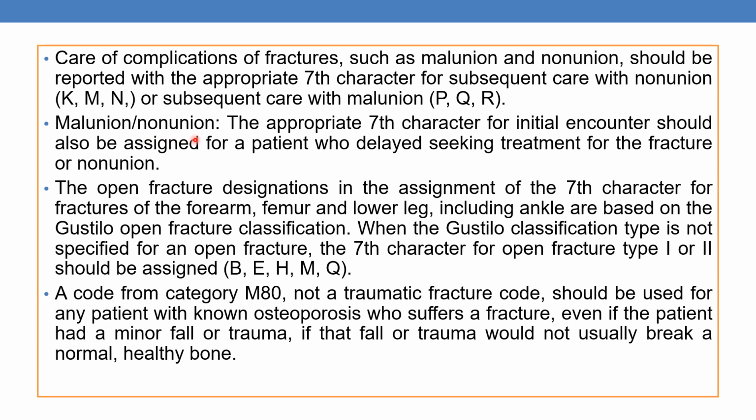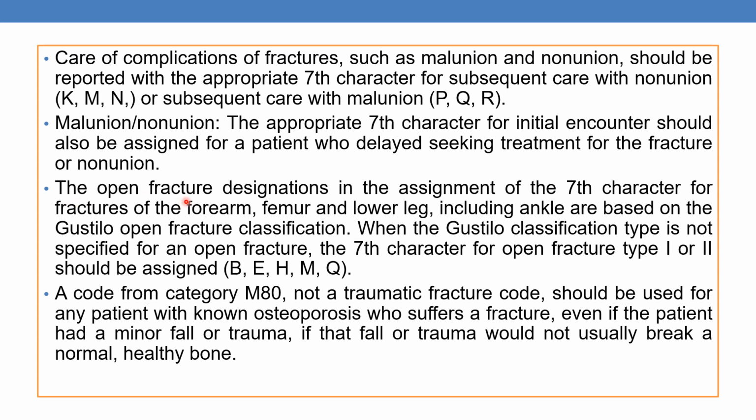Coming to malunion or non-union, the appropriate 7th character for initial encounter should also be assigned for a patient who delayed seeking treatment for the fracture or non-union. This is important. The patient has undergone an injury but delayed the treatment. Because of delaying the treatment, if malunion or non-union occurs, the appropriate seventh character for initial encounter should also be assigned for a patient who delayed seeking treatment for the fracture or non-union.